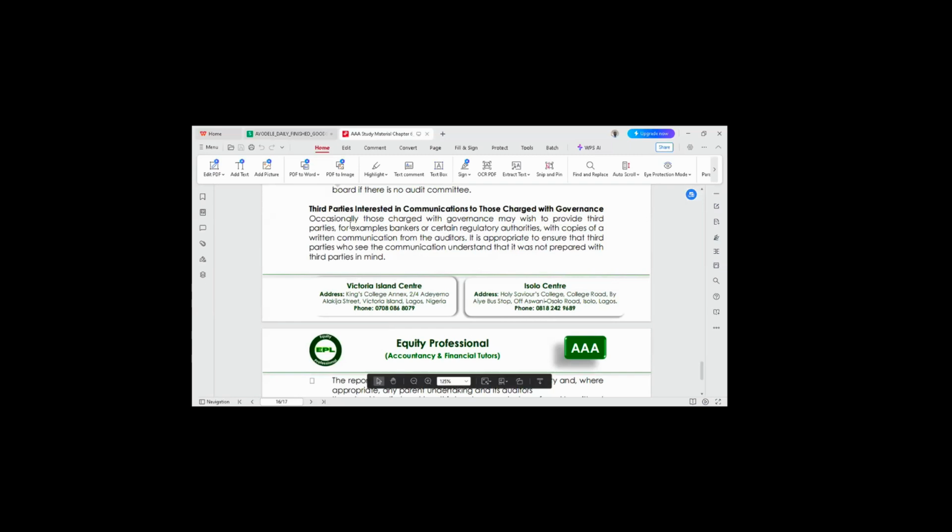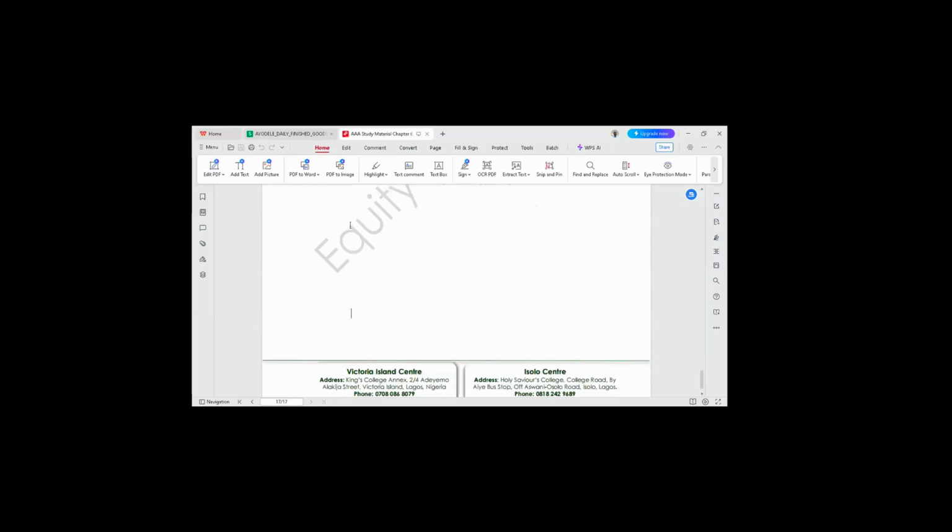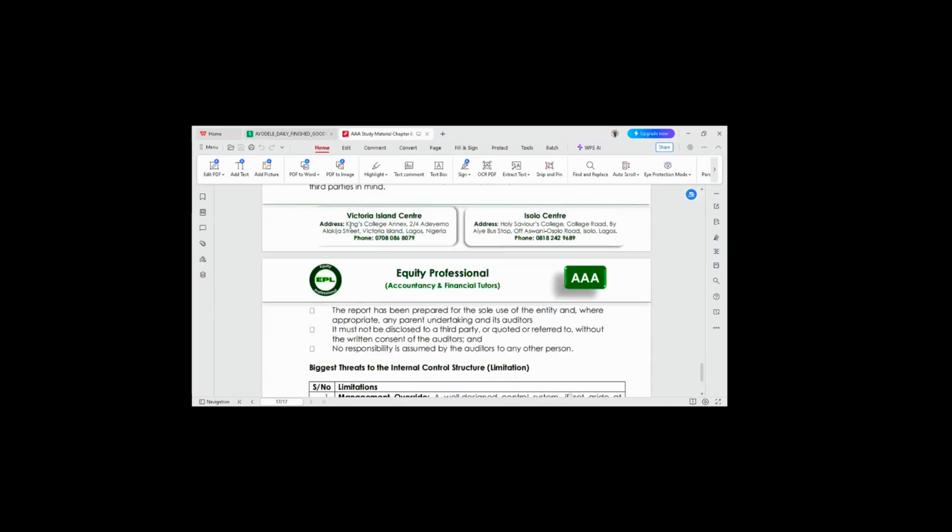All right, so that is for that one. The next one is internal control. As good as it is, internal control has its own limitations. There are certain things that prevent the effectiveness of a good internal control system, and we are going to be looking at them one after the other now.